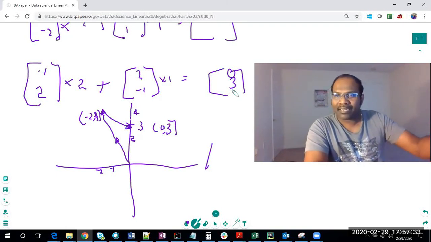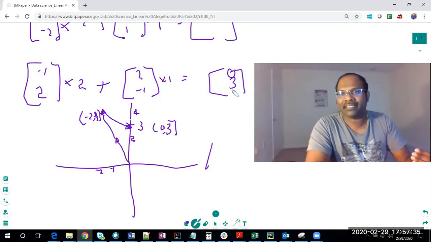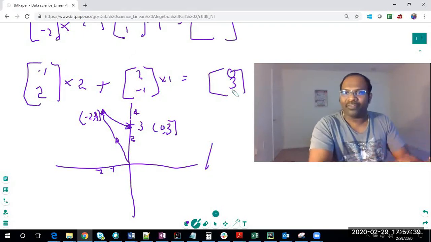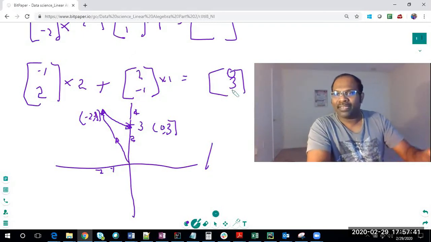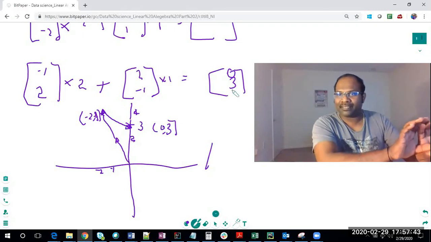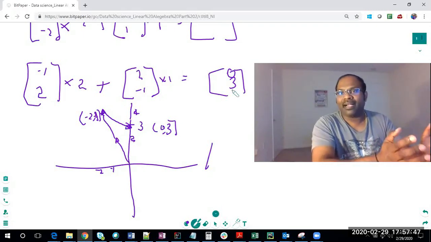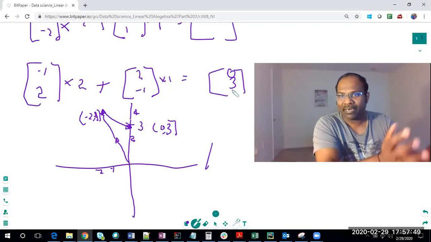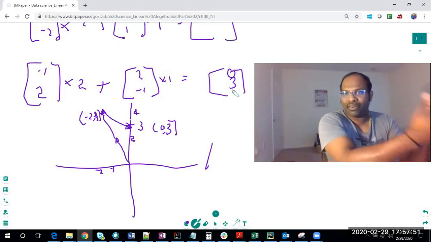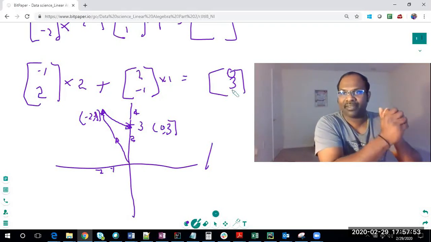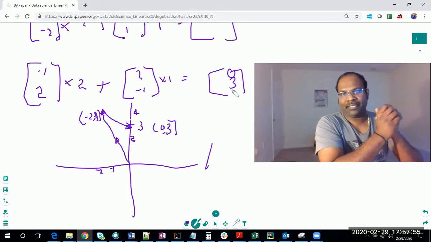But when it comes to the column picture, we already found the x value. We converted these equations into a matrix and vector. And in the matrix and vector, we multiply using the values which we found from the row picture, x and y, and find out the coefficient.